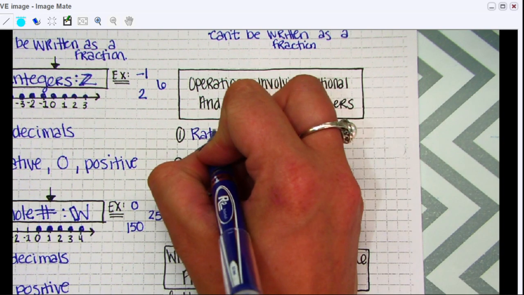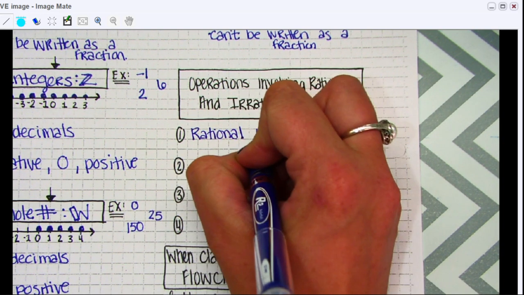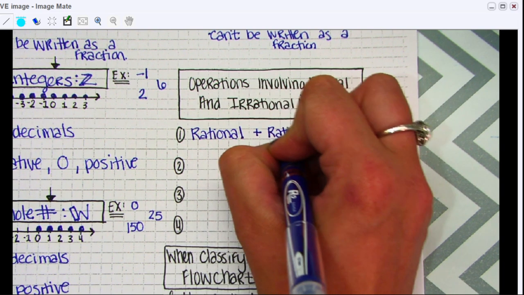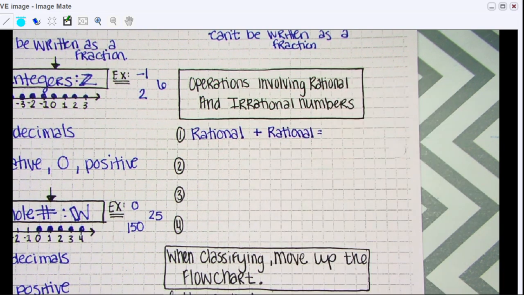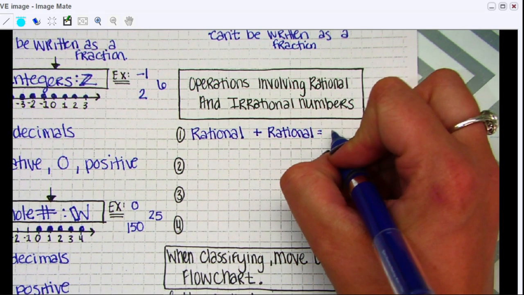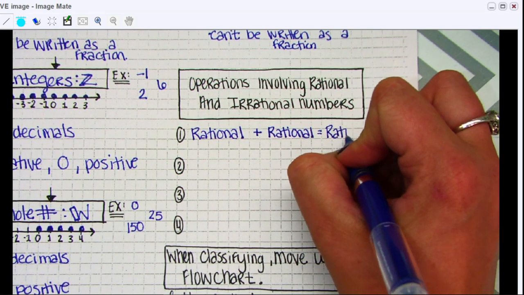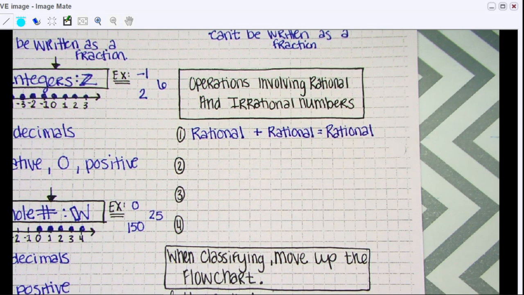So if I have a rational number and I add it to another rational number, a rational number plus a rational number, what is the outcome? What kind of number? A rational number. So a rational plus a rational is rational. For example, if I do 1 plus 1, that is 2. That's a rational number. So it doesn't matter what number you pick. If they're both rational and you add them together, the outcome is also rational.